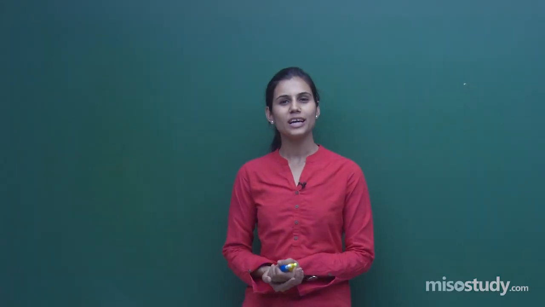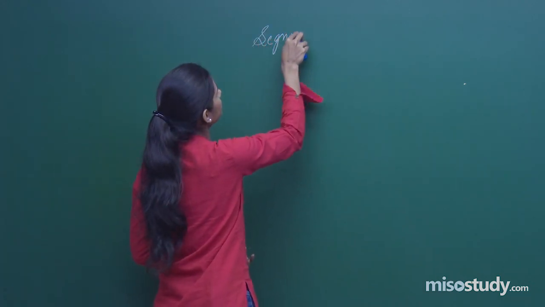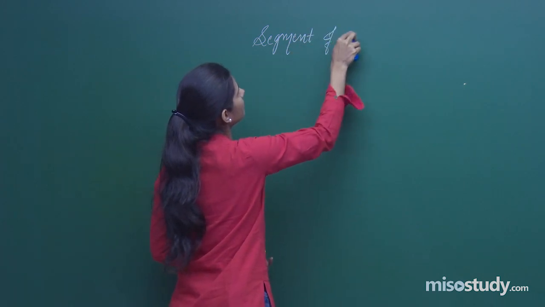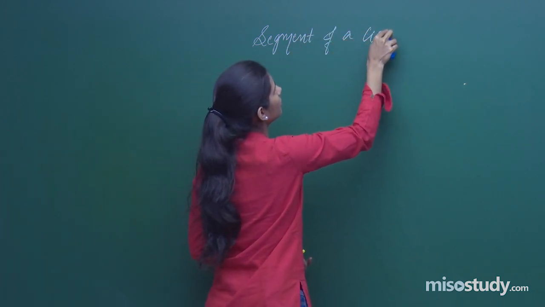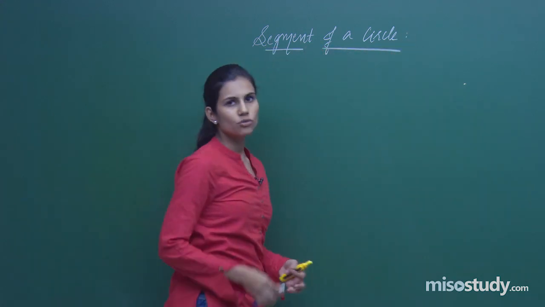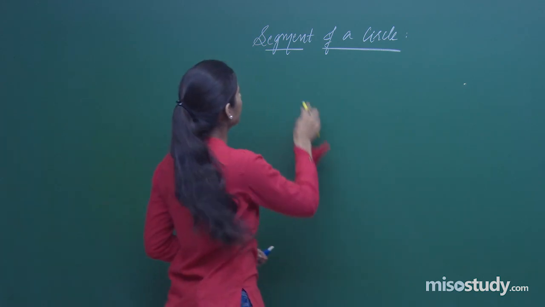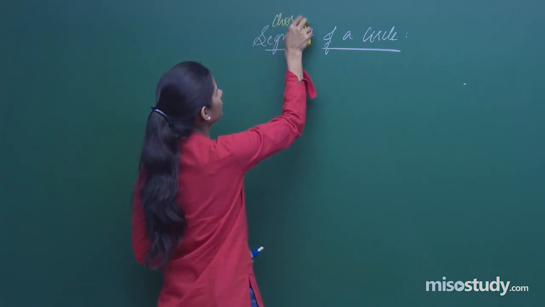So everybody, we now have to talk about segment of a circle. So let's talk about segment now. Okay. As I had told you that sector is associated with arc, segment is associated with chord.